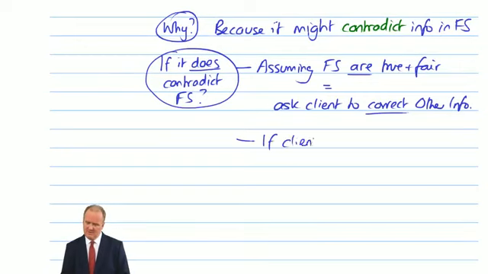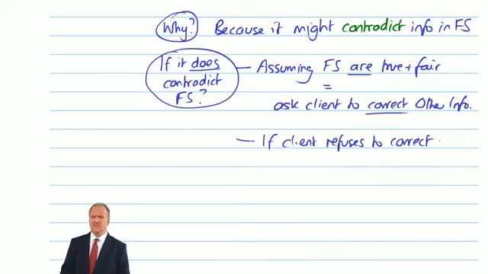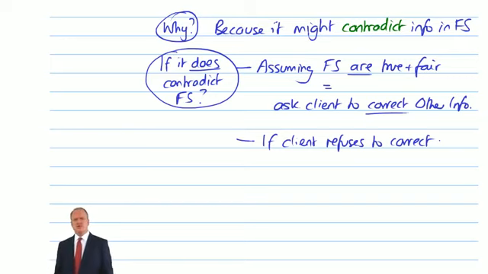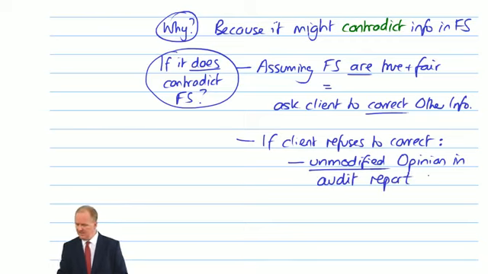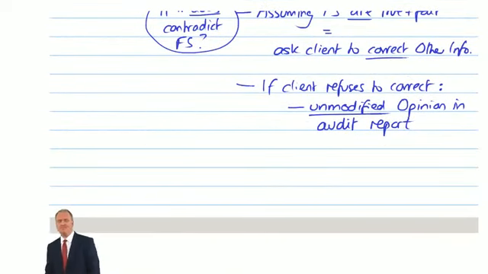If the client refuses to correct the other information, then what is the situation we have? Well, the situation we have is the financial statements are fine, they're true and fair, and if they are true and fair, in your audit report, you will have an unmodified opinion. Because the financial statements are not a problem. And the opinion is on the financial statements only.